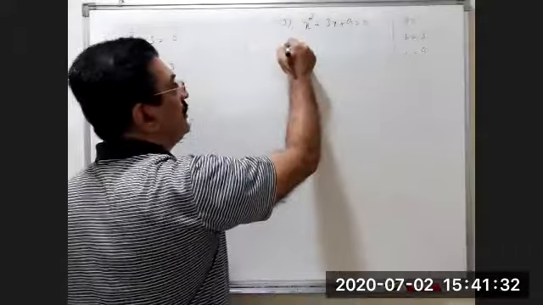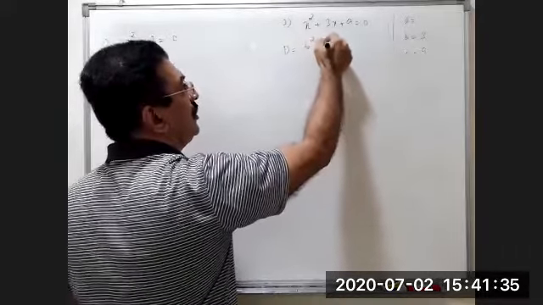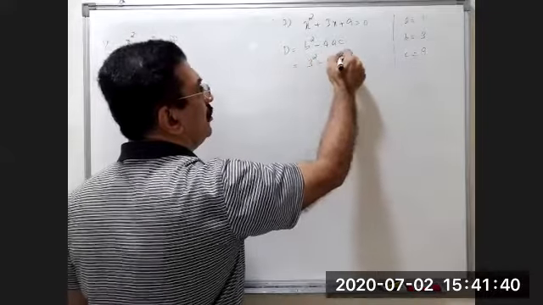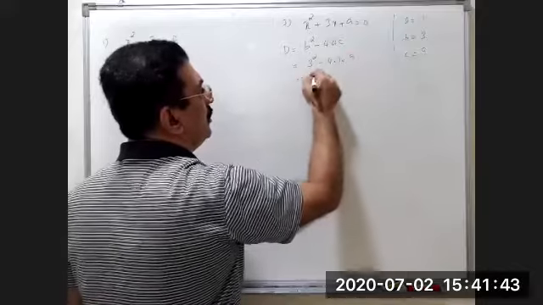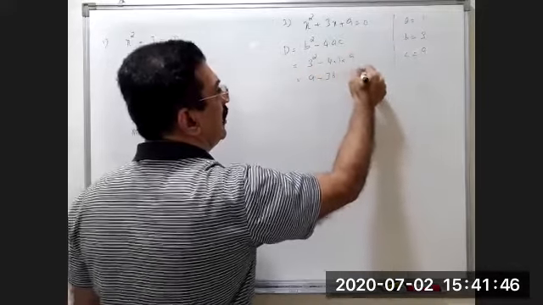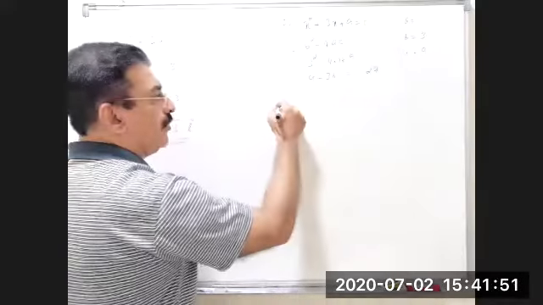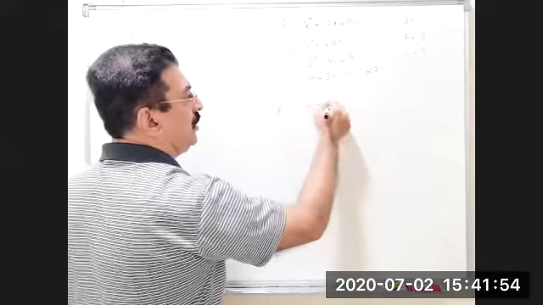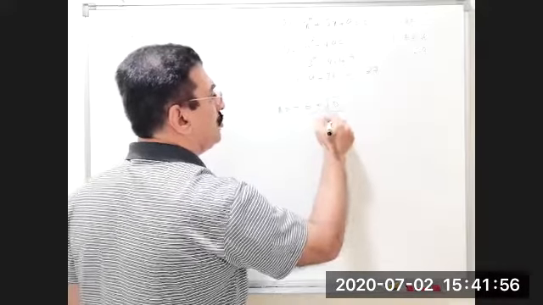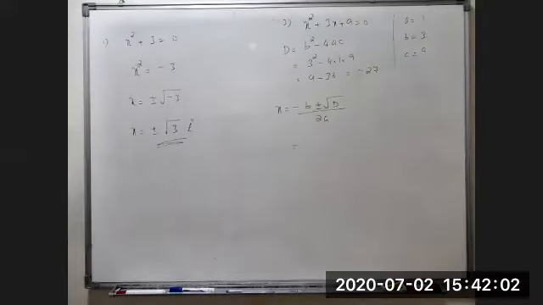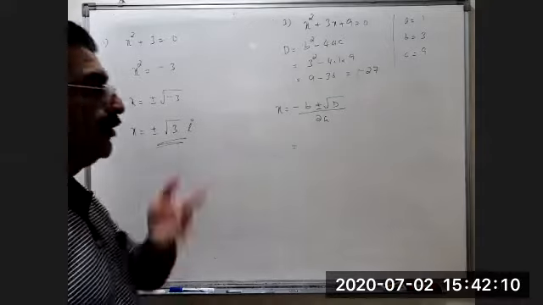Then you will find d for discriminant, which is b squared minus 4ac. That is 3 squared minus 4 into 1 into 9. 9 minus 36. That is minus 27. See, we got negative. Now the formula is x is equal to minus b plus or minus root d by 2a. The quadratic formula is minus b plus or minus root d by 2a.